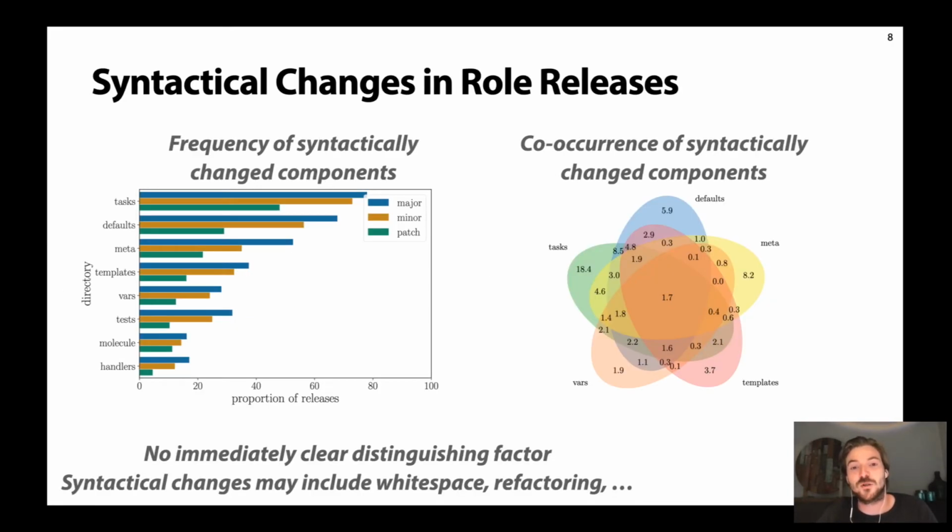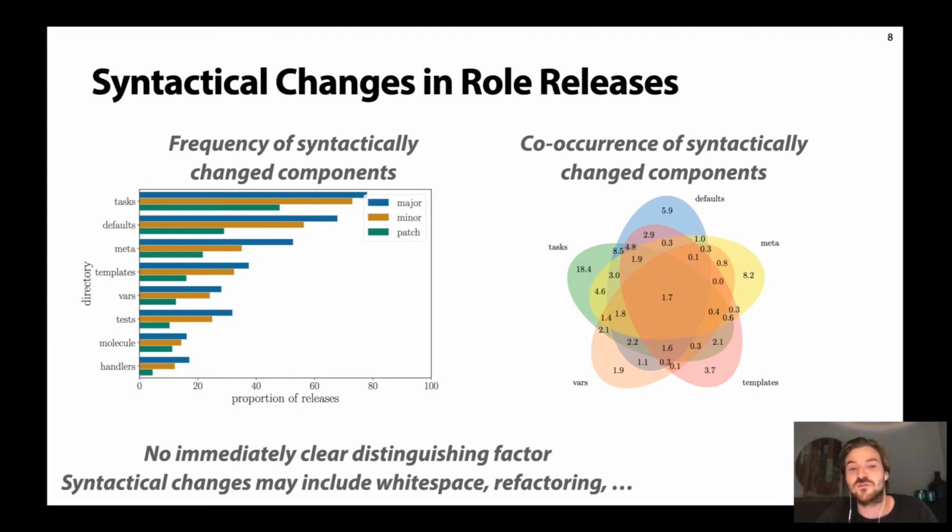So the next question becomes, what are these semantics actually? So we looked into what syntactical changes occur in role releases, and more specifically, which components are changed in these role releases. We found that in general, most of the role releases actually change the tasks and the default variables. And we also found that major releases just generally change more components than minors, which again change more components than patches. What we also found is that these changes generally co-occur.